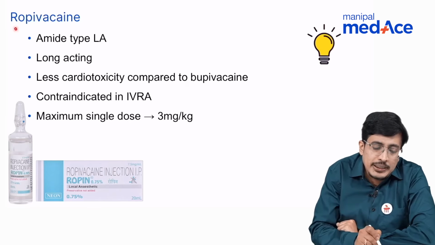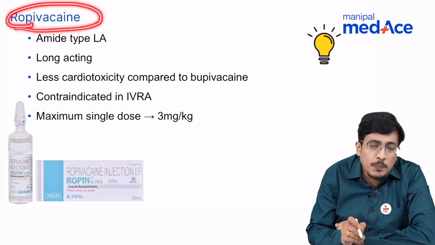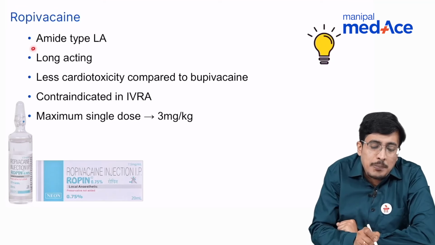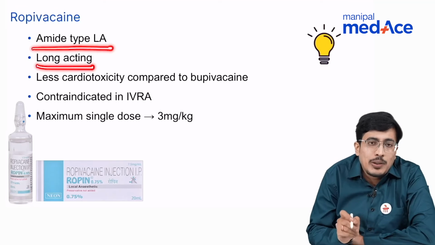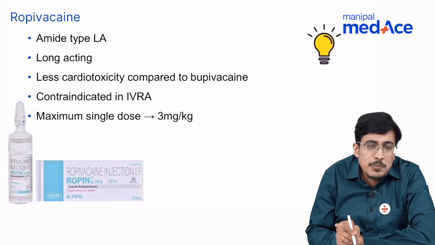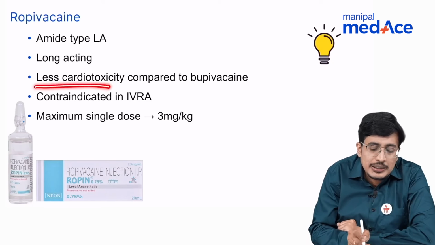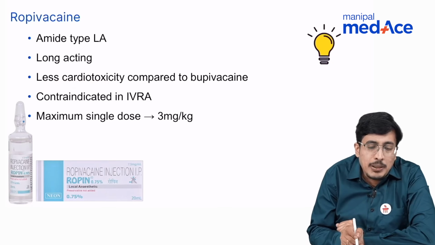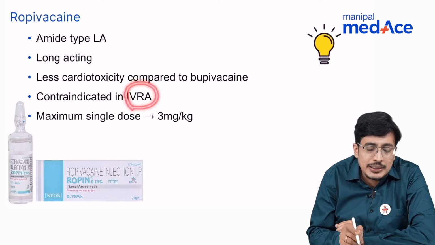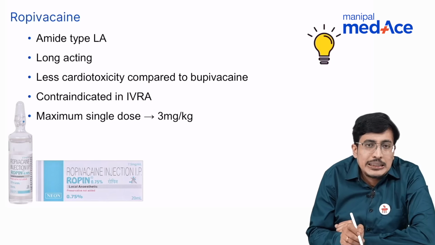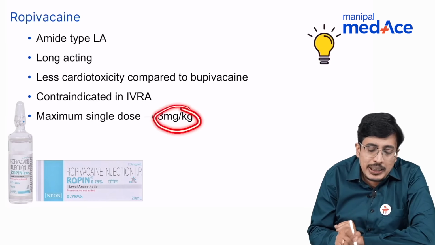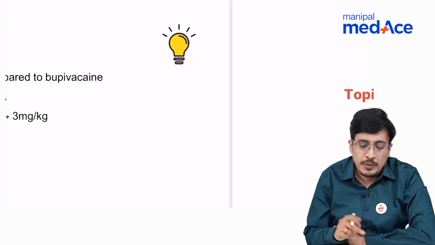The next agent is ropivacaine. Ropivacaine is again an amide type of long acting local anesthetic. Compared to bupivacaine, it causes less cardiotoxicity, but it is contraindicated in intravenous regional anesthesia. The maximum single dose of ropivacaine that is allowed is 3 milligrams per kg body weight.